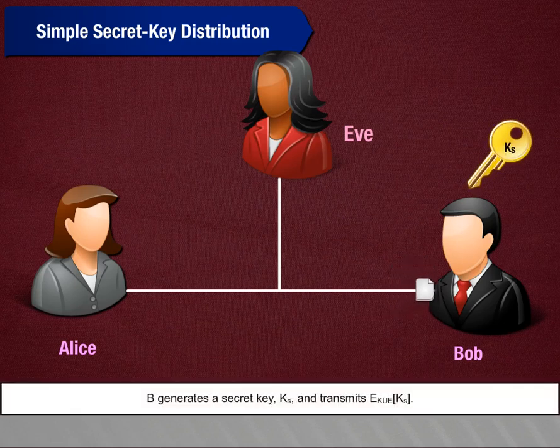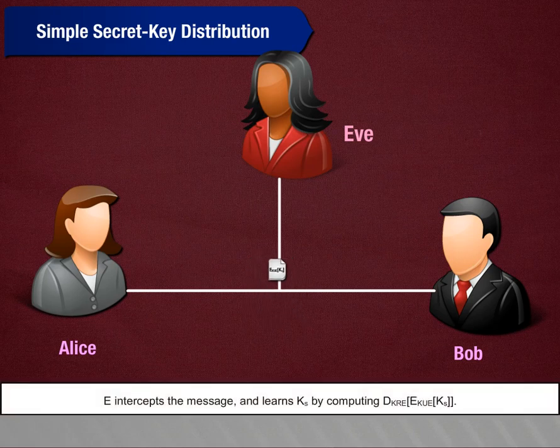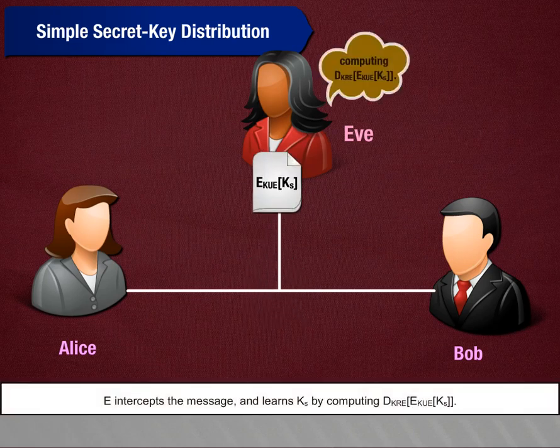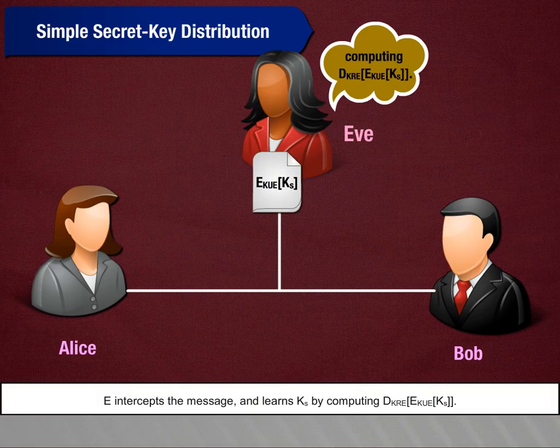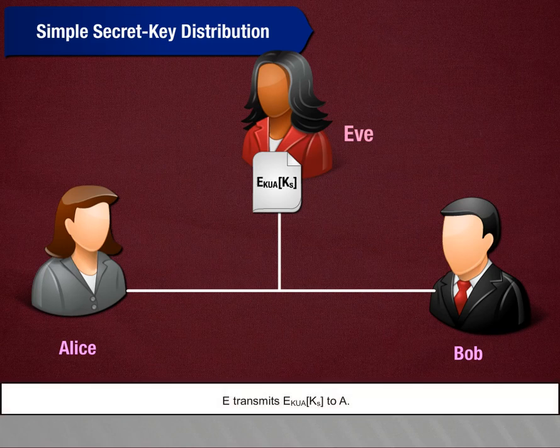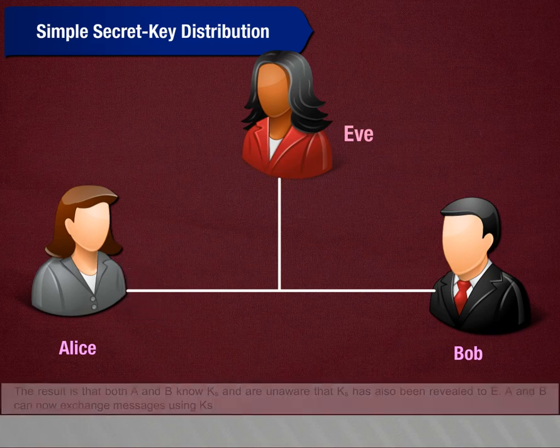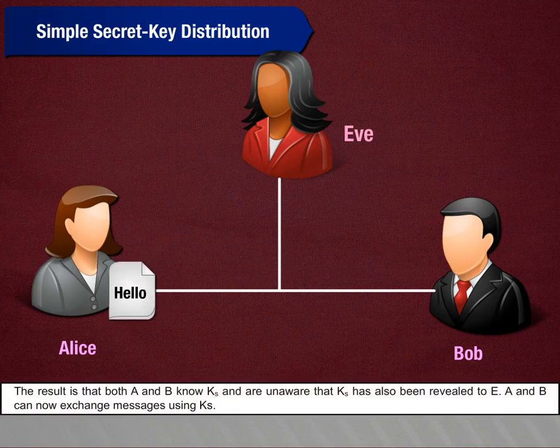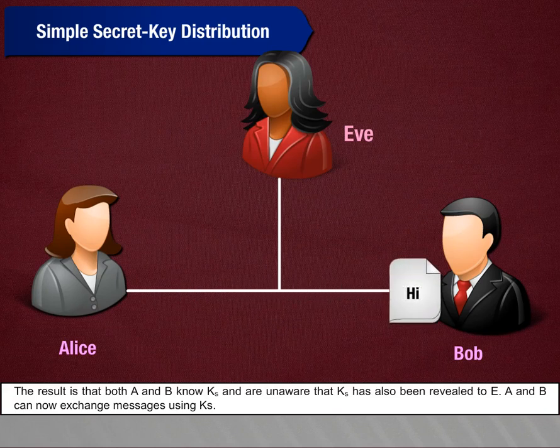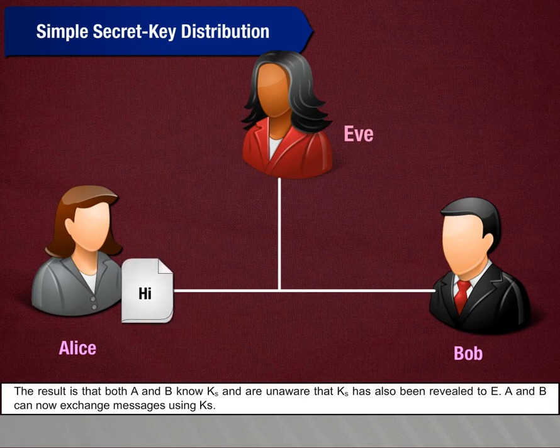B generates a secret key KS and transmits E_KUE of KS. E intercepts the message and learns KS by computing D_KRE of E_KUE of KS. E transmits E_KUA of KS to A. The result is that both A and B know KS and are unaware that KS has also been revealed to E. A and B can now exchange messages using KS.